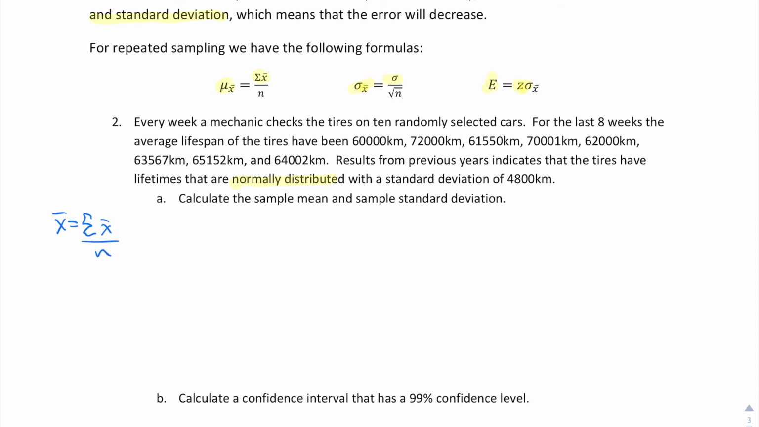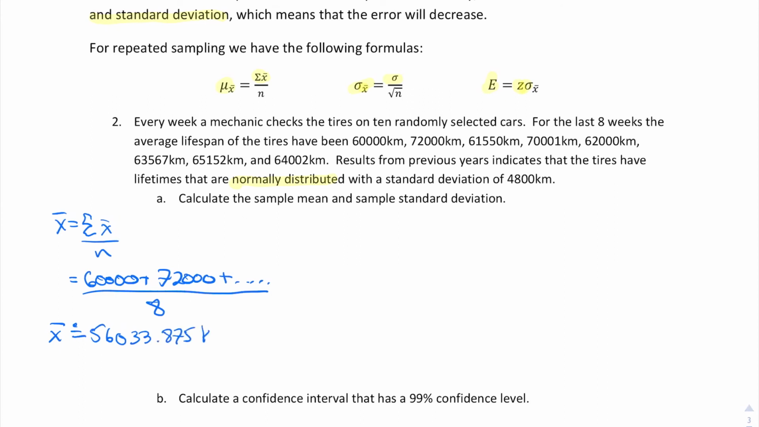So if I want to do the sample mean, all I'm going to do is sum up all of these numbers, so all of my averages, and divide them by n. So if I do that, I'm just going to write out a couple just so you see. Dot, dot, dot, and then divided by the total number, and I believe there's 8. So if you do that, and I'll give you the answer here. So if you punch them all in, you get a mean of 56,000, approximately 33.875 kilometers.